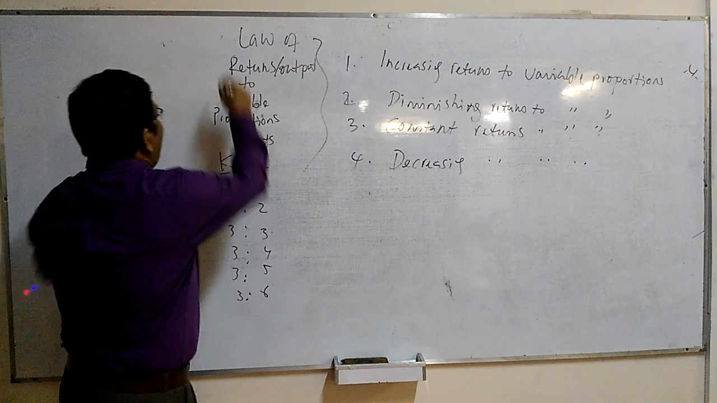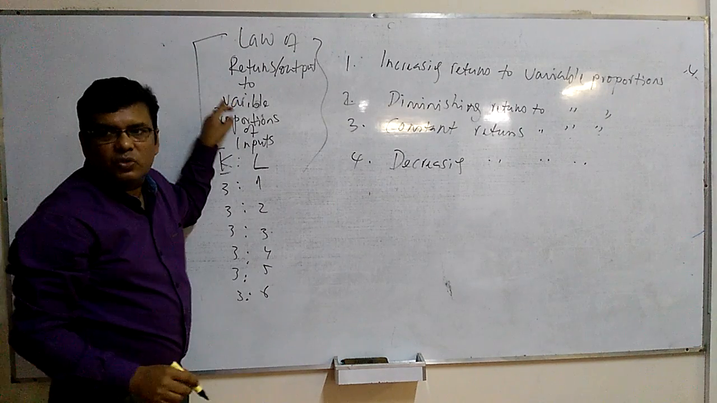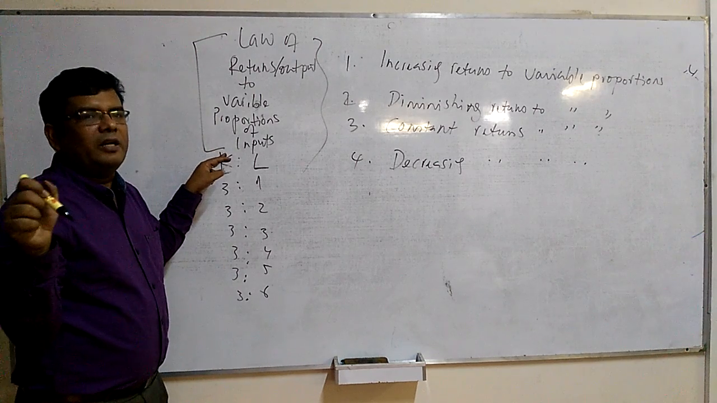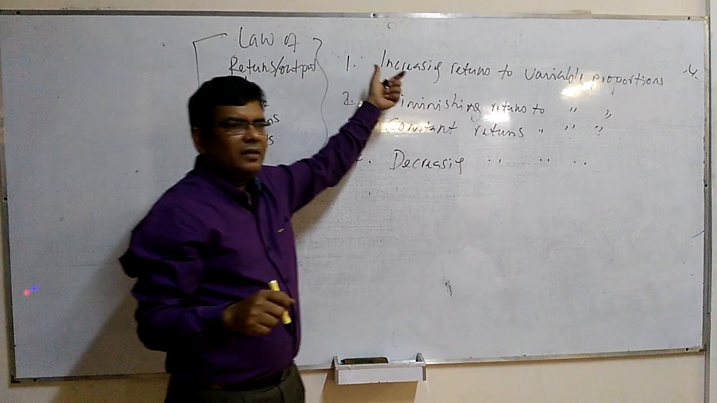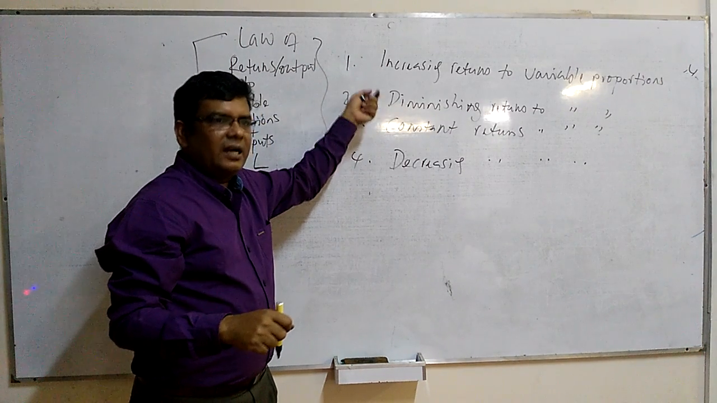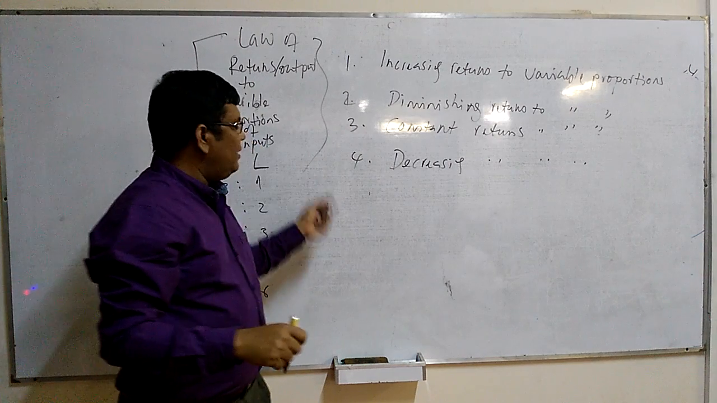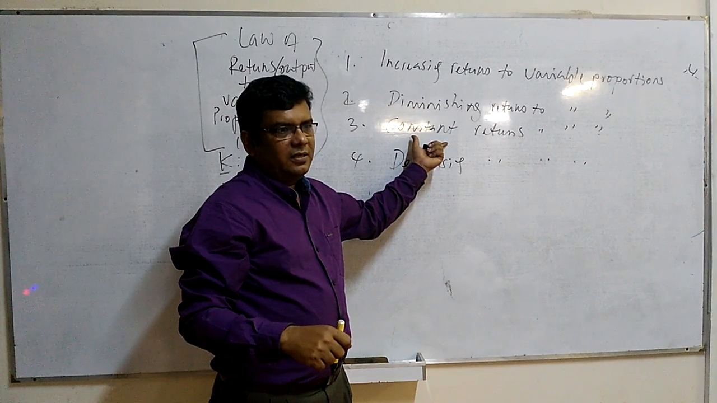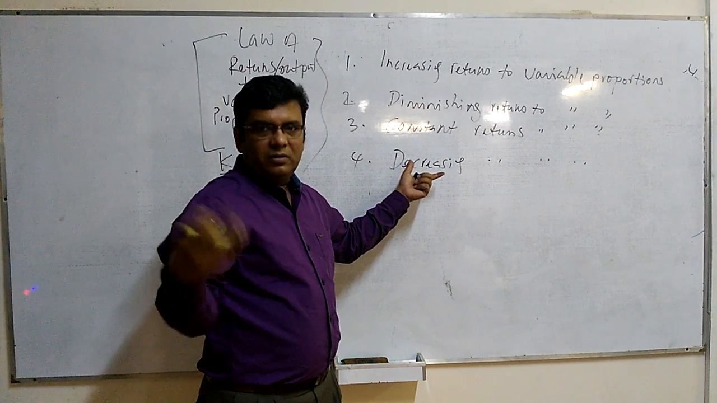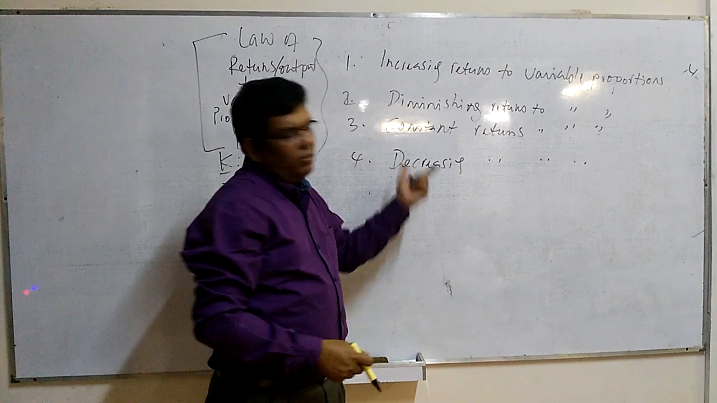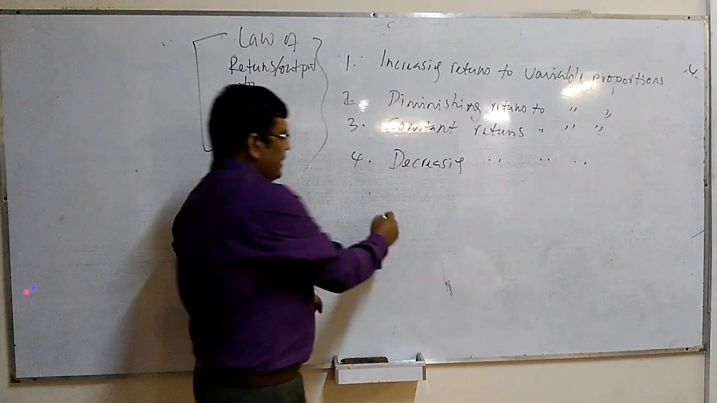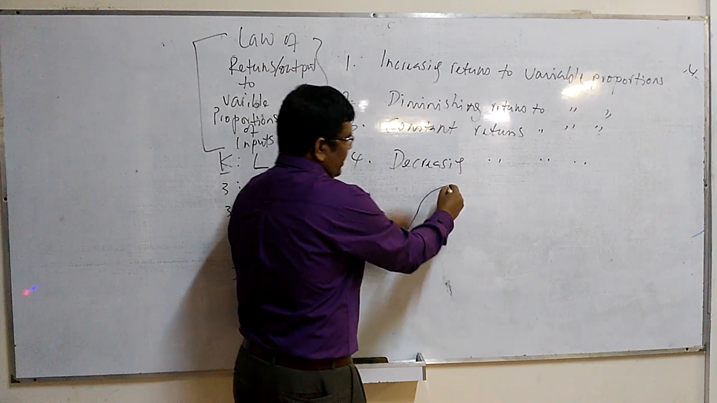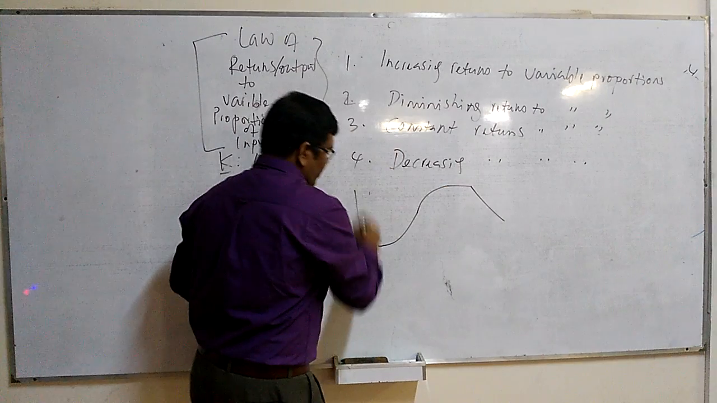So if you just explain the main theme of the law of returns to variable proportions, what you have to say is: keeping all other factors fixed, if we increase only one input, in the beginning output is increasing at an increasing rate, then output still increases at a diminishing rate, and then at a constant rate. Then if we continue to increase the input, we will find the output will no more increase. Finally, if we still continue to increase the input, we will find the output is falling. So it is like that. Output is increasing at an increasing rate, then at a diminishing rate, then output remains fixed, then output falls. So this is your curve.